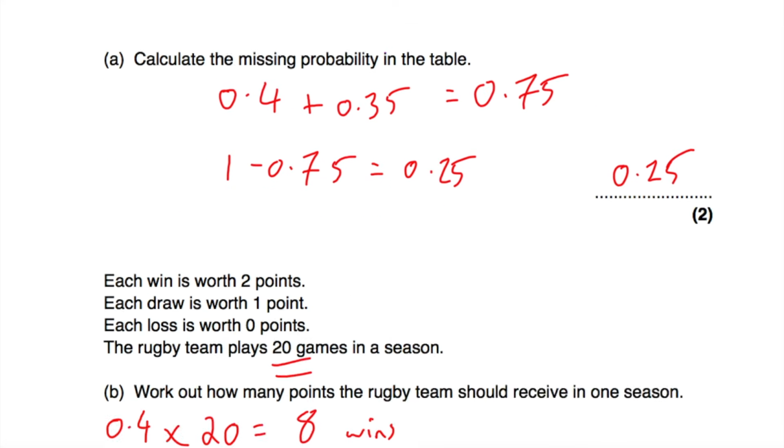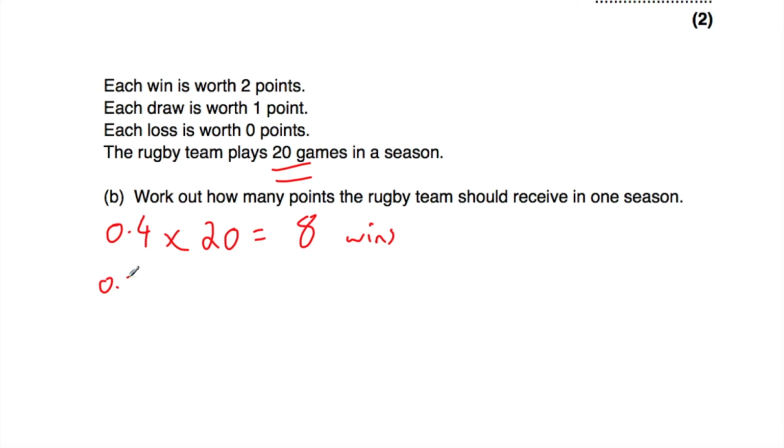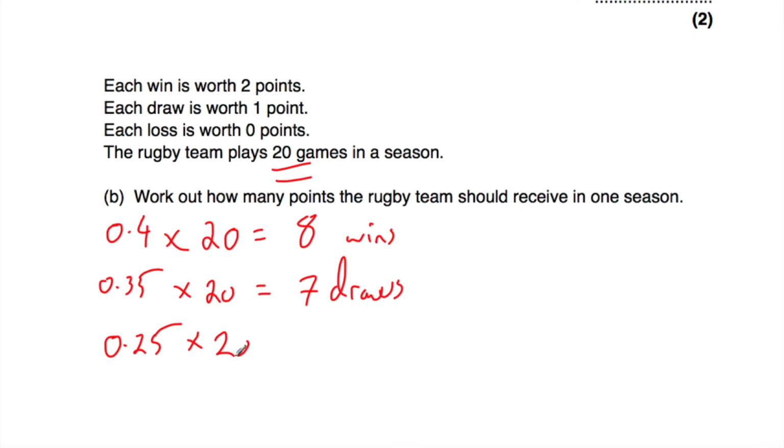Now let's work out how many draws they should have. The probability for draw is 0.35. If you times that by 20, that's equal to 7. So there should be 7 draws. And we know that the probability for losing is 0.25. If we times that by 20, that's equal to 5. So there should be 5 losses. So that means that the rugby team should win 8 times, draw 7 times, and lose 5 times. That's fantastic. And let's just check. 8 plus 7 is 15, plus 5 is 20.